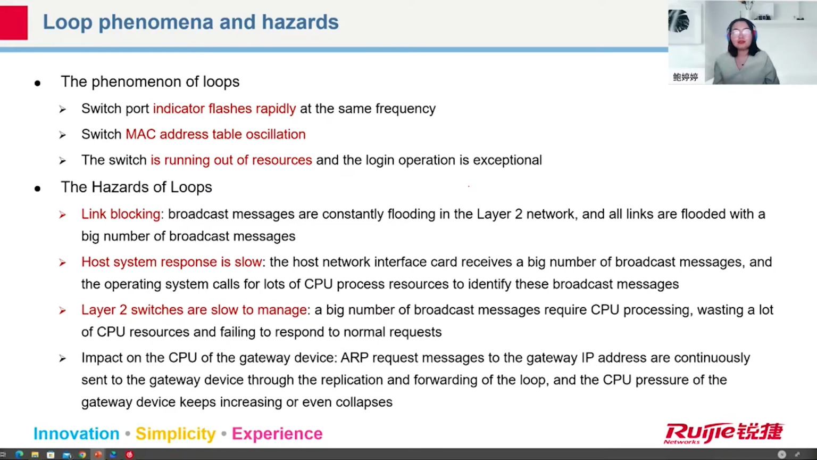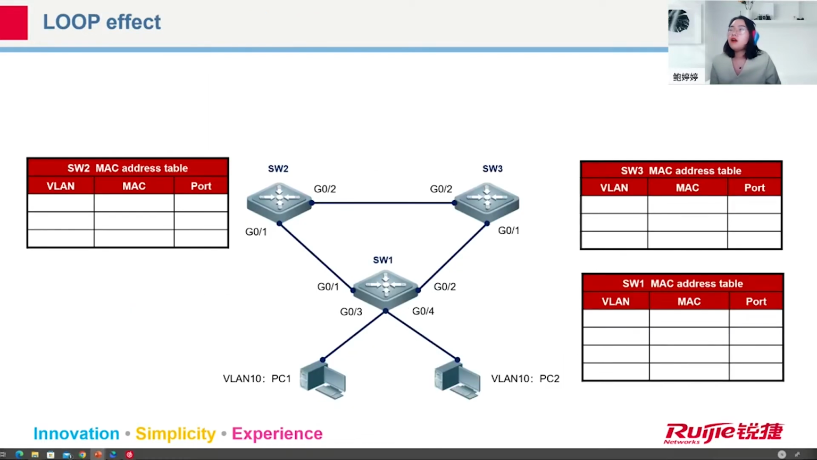And then let's see the detail. I will show you an example to let you see what actually is affected. For example, here there are 3 switches, right? 3, 2, 1, 2, and 3. And in switch 1, there are 2 terminals belonging to VLAN 10. One is PC1 and another one is PC2.